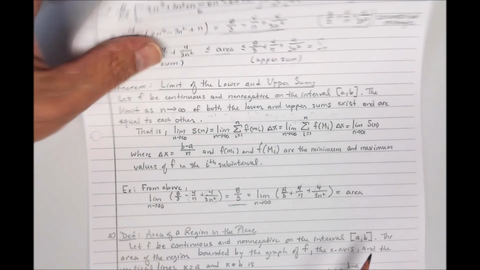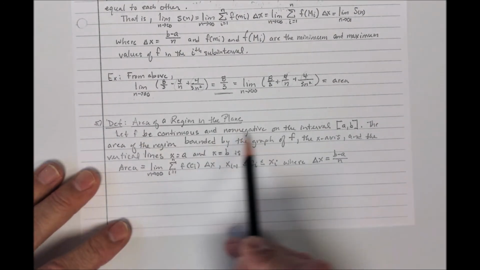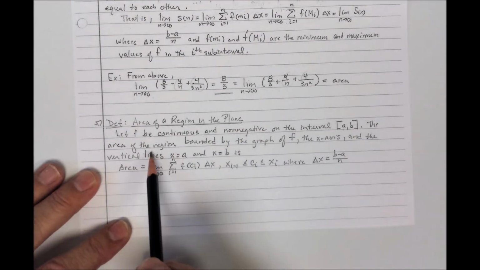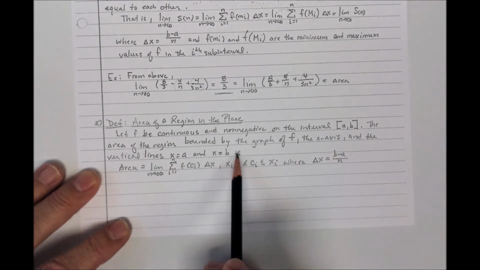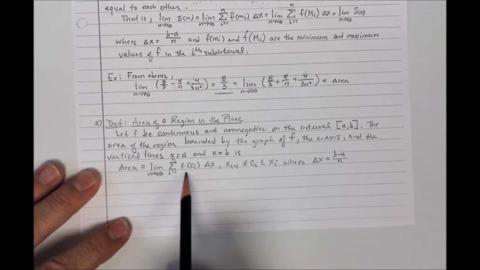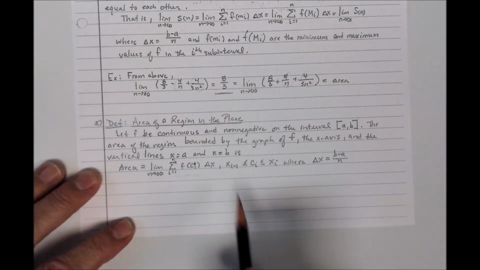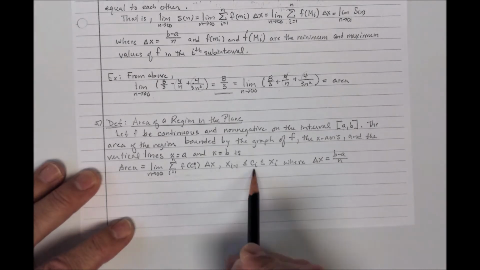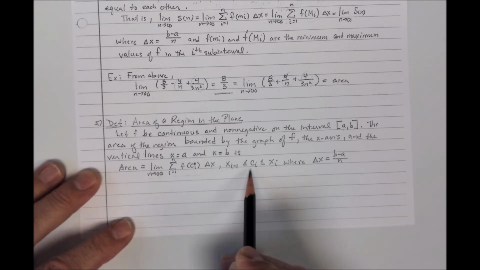Now, the area of a region in a plane: if f is continuous and non-negative on the interval from a to b, the area of the region bounded by the graph of f, the x-axis and the vertical lines x equals a and x equals b is equal to, now notice this is very similar, the limit as n goes to infinity of the sum as i goes from 1 to n of f of c sub i times delta x, where c sub i is any value in the subinterval, including an endpoint. It doesn't have to be at a particular spot.